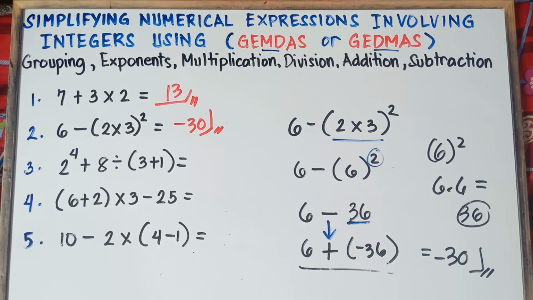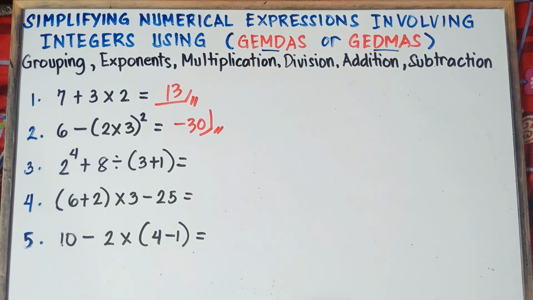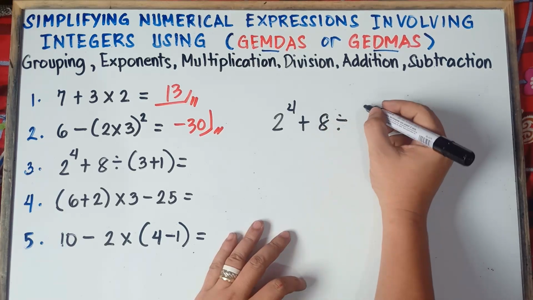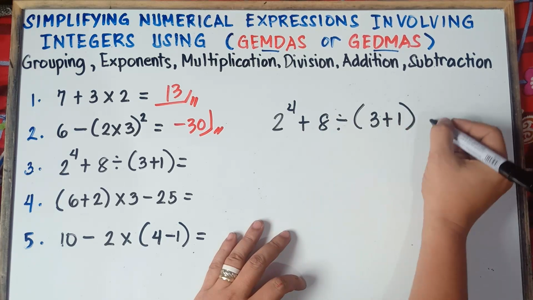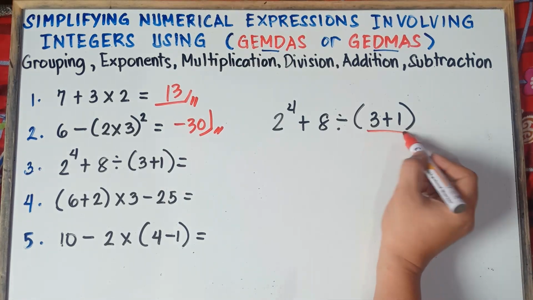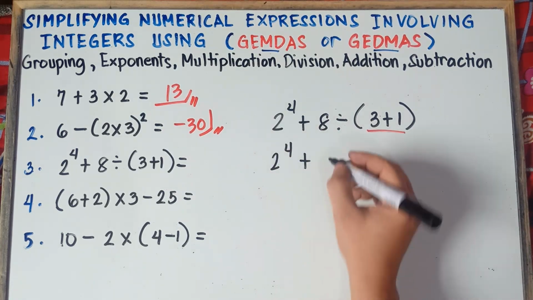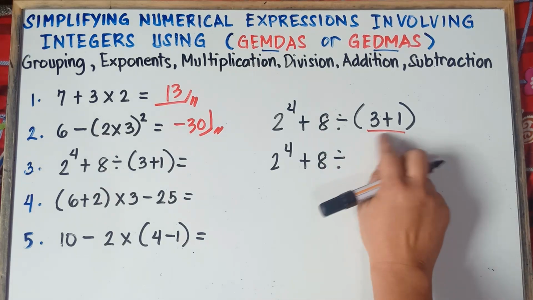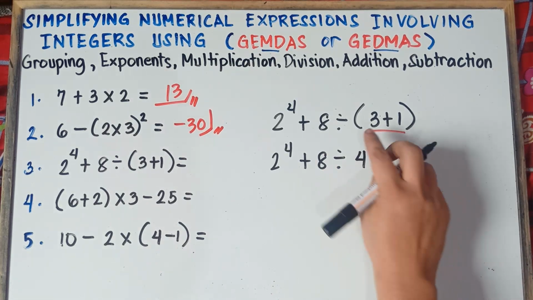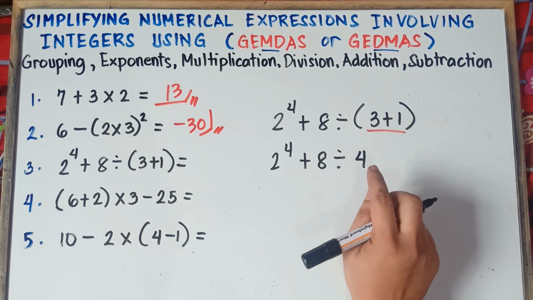Let's have example number 3. Alright, so let me just copy number 3. We have 2 raised to the power of 4 plus 8 divided by, open parenthesis, 3 plus 1, close parenthesis. Once again, class, you simplify inside the parenthesis. Parenthesis comes first. Simply copy 2 raised to the power of 4 plus 8 divide. So 3 plus 1. What's the answer, class? That's correct. 3 plus 1, that would be 4. So we can now remove the parenthesis, class, because we just simplified inside the parenthesis.